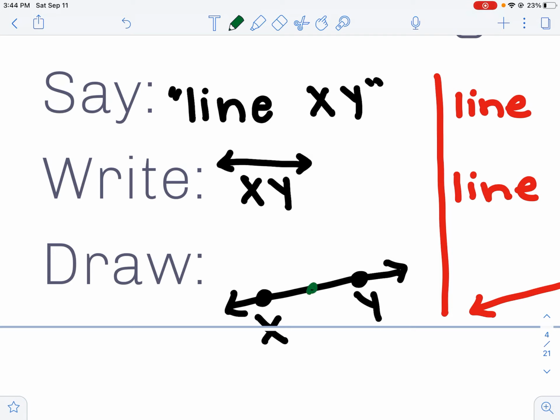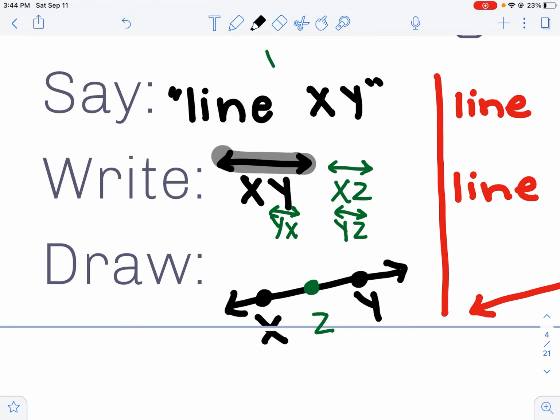If I had a third point, like Z, I could also name this line XZ because I can choose any 2 I want. And I can also reverse those. So I could do YX, or I could do YZ, or ZY, or ZX, any combination of those. Those are all the same line. You're talking about the whole thing, as long as I've got the arrows on either end up above.